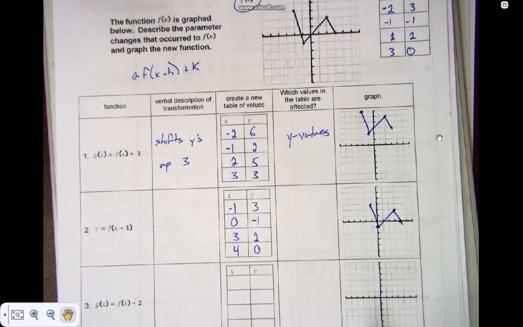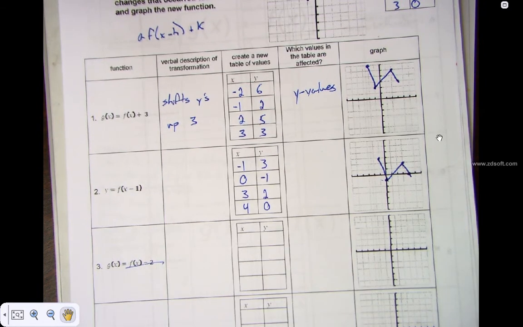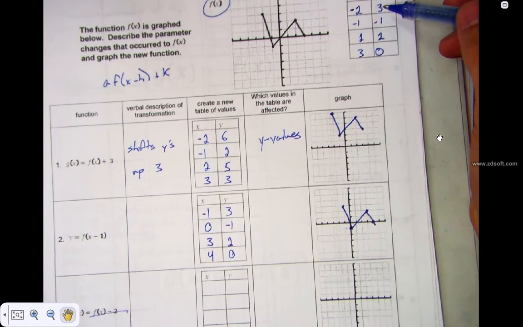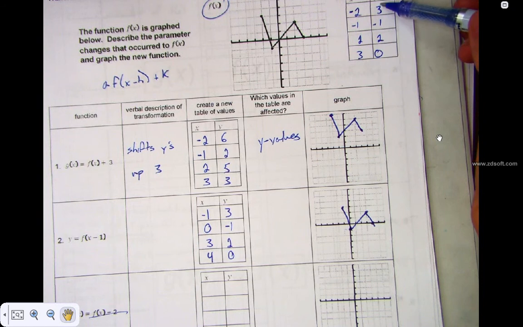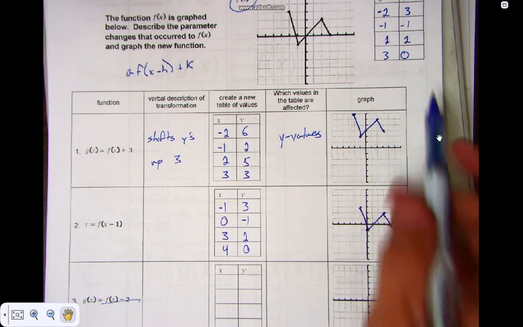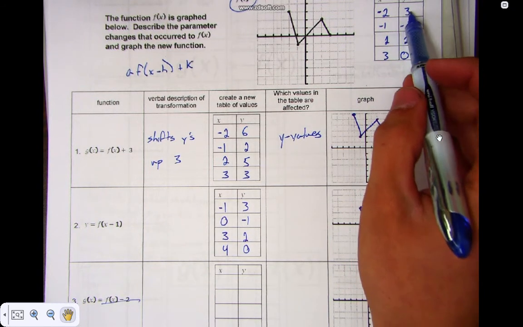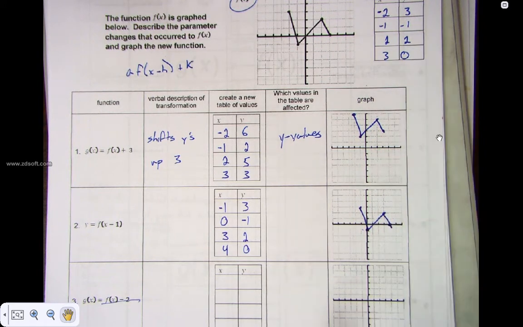It just moved it right 1 place. Let's go ahead. This one right here should move the graph down 2 places. So ultimately I'd take all my y's right here. My x's would be the same, -2, -1, 2, and 3. My y's would be down 2 more. Because this is -2 and it's outside the parentheses, I make all my y's 2 less. So that'd be 1, -3, 0, -2.